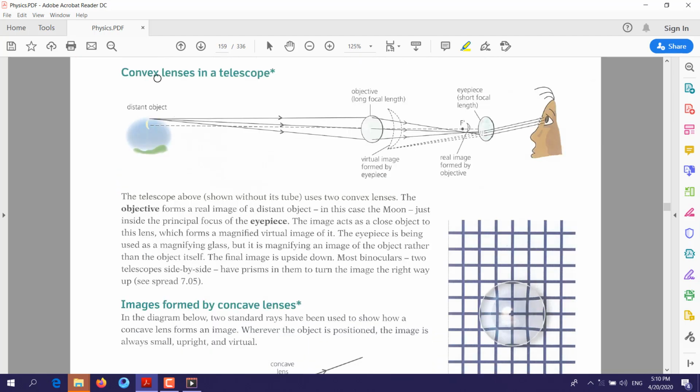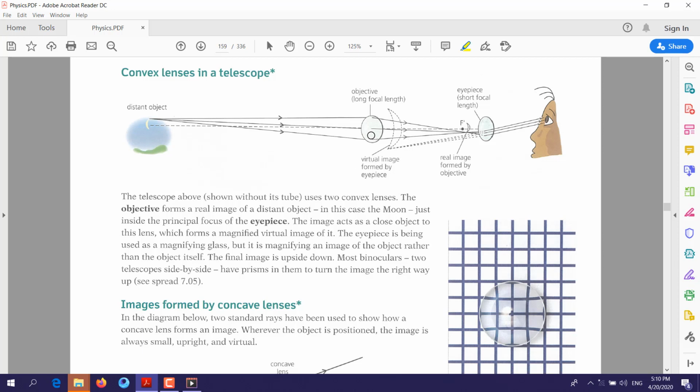Now, convex lenses in a telescope. As you know, a telescope is used to make distant things bigger. But what is the principle of the telescope, or how does it work? Firstly, this diagram shows a telescope. Here it's the telescope, this lens and this lens. So these two lenses make a telescope.